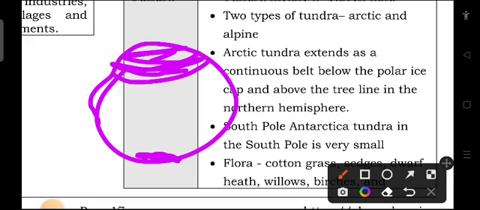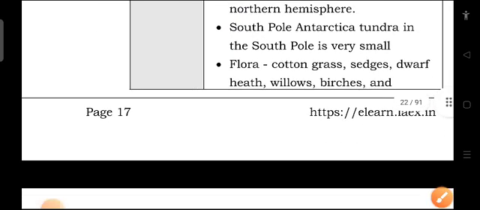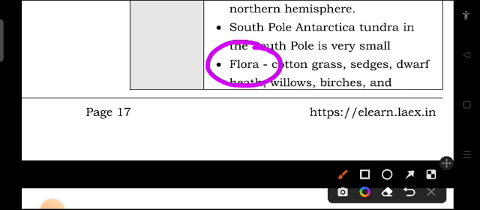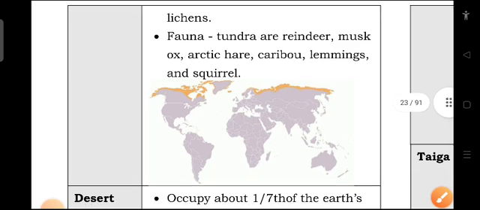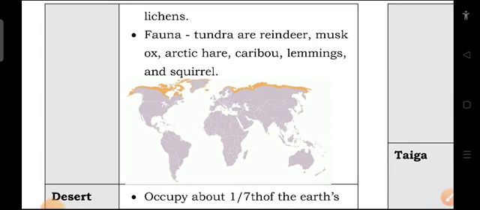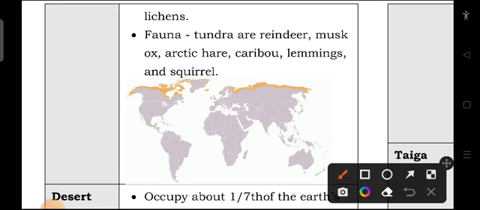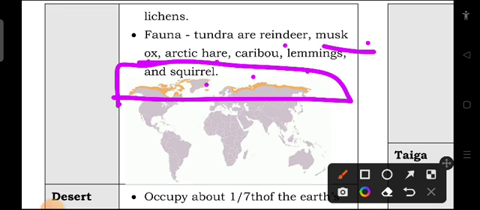This is Antarctic tundra. The flora, that is the plants, available there are cotton grass, sedges, dwarf heath, willows, birches, and lichens. And if we look at the fauna, the animals found here are reindeer, musk ox, Arctic hare, which is a kind of rabbit, caribou, lemmings and squirrel. So this is that particular tundra region.